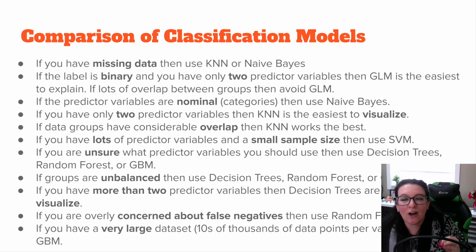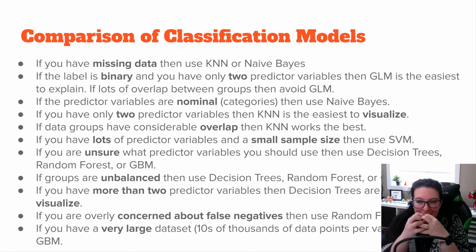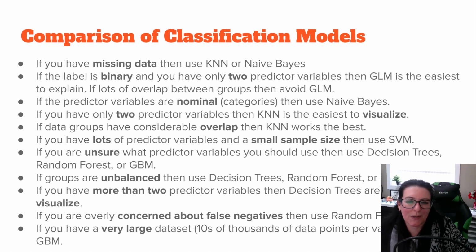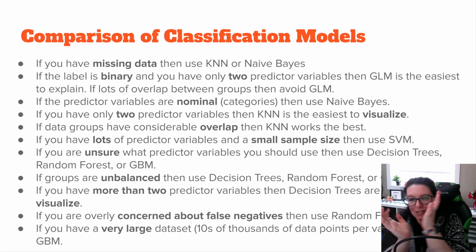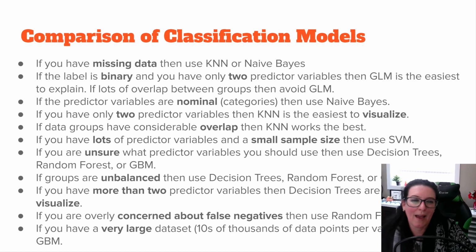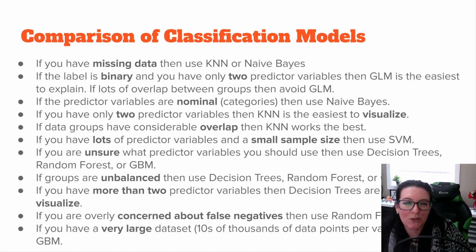If we actually have a lot of overlap, if those blue and green dots are all kind of mixed, then the k-nearest neighbors is a really good one to use as well. If we have lots of predictor variables, so not just the x and y axis, but even more variables we're trying to use to predict the label, and our sample is very small, then we want to use the support vector machine.